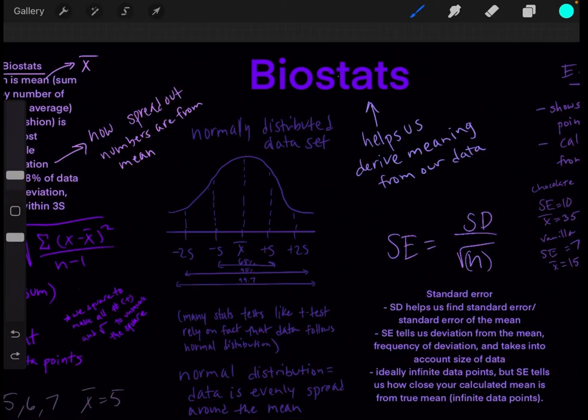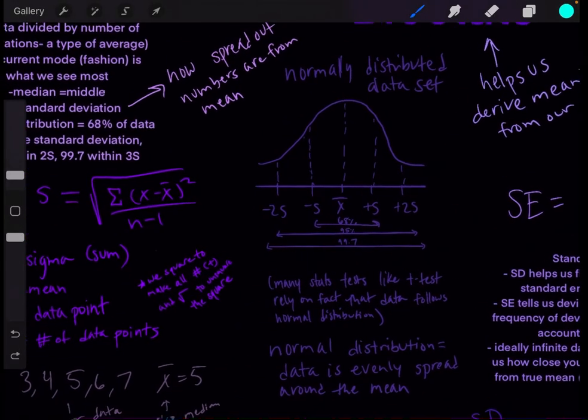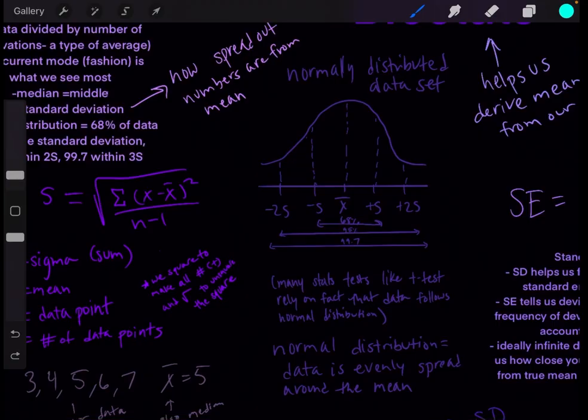Does my data support my hypothesis? Does it reject my hypothesis? What do I need to know for my conclusion? So we run statistical tests. We use biostatistics to basically give us meaning from our data, tell us what all these random numbers mean. In college, you'll probably use coding to do a lot of statistical tests. You probably won't have to do a lot of it by hand, but it depends on your professor.